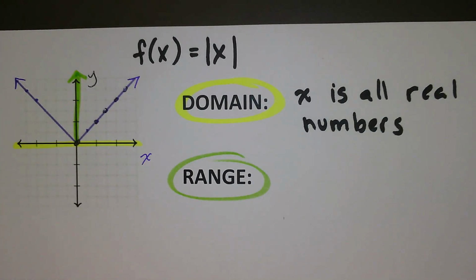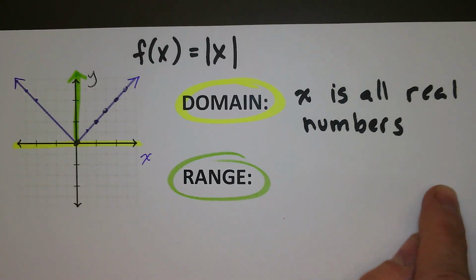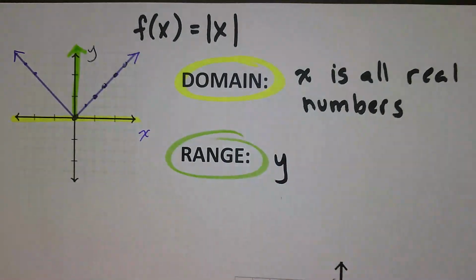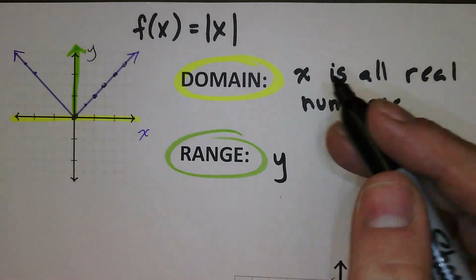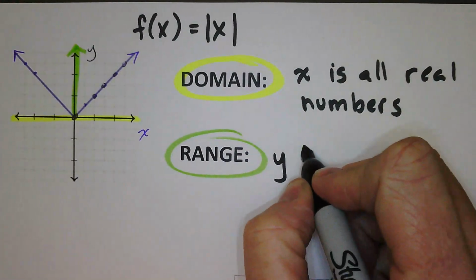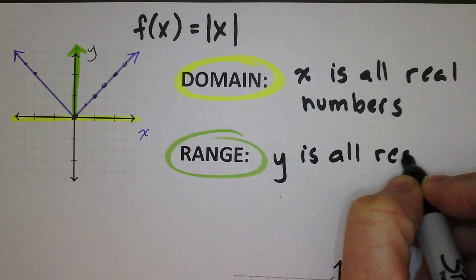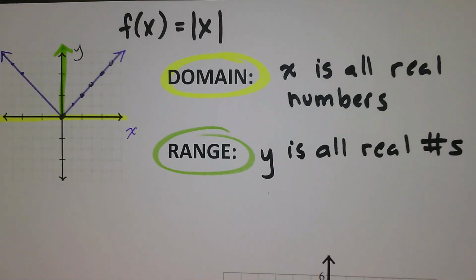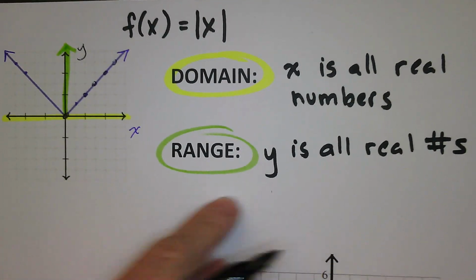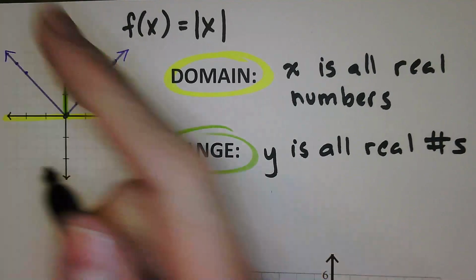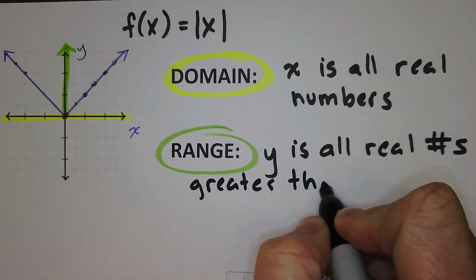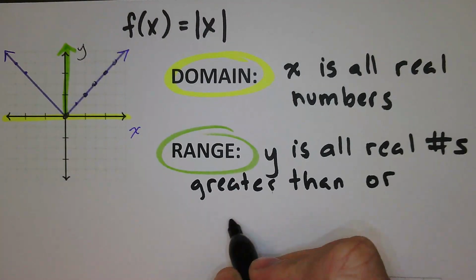So for the range, it's a little bit different. It's going to start as all real numbers, but it's going to have a little qualifier on it. I'm just going to say the y for now, the outputs. I could say f of x as well. The y is all real numbers. Be lazy and write that. But there is a caveat here. There's a but. It's got to be greater than or equal to 0.